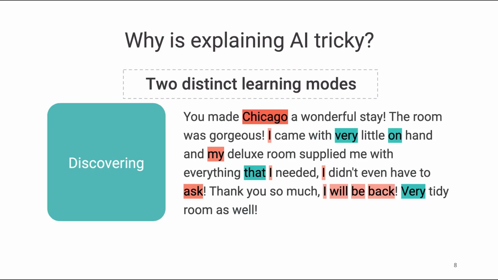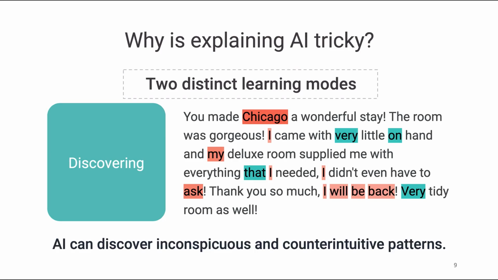However, on the other hand, tasks such as detecting deceptive reviews are challenging for humans, but the AI can discover new insights from the model for humans. Looking at the same example from the previous slide, we know that the AI can identify the following pattern. Deceptive reviews are often less specific. To summarize, AI can discover inconspicuous and counterintuitive patterns to humans in the discovering mode.